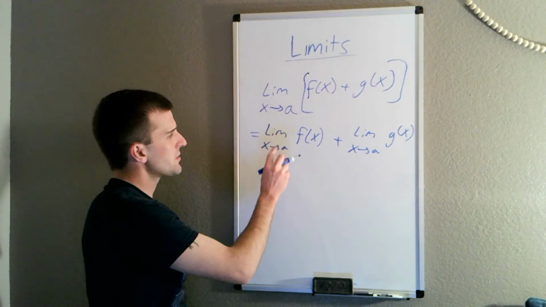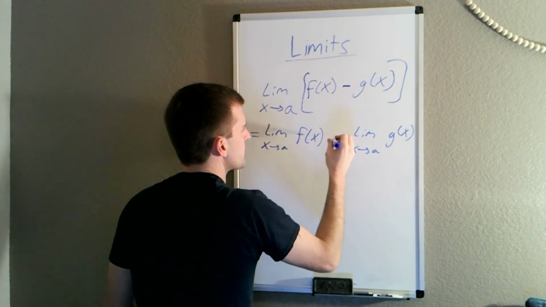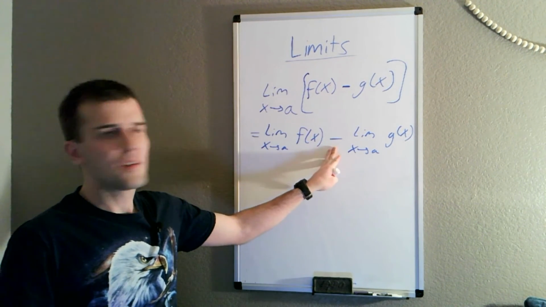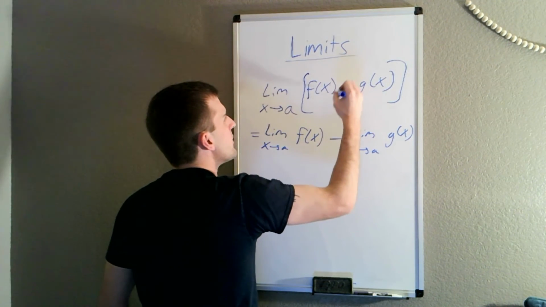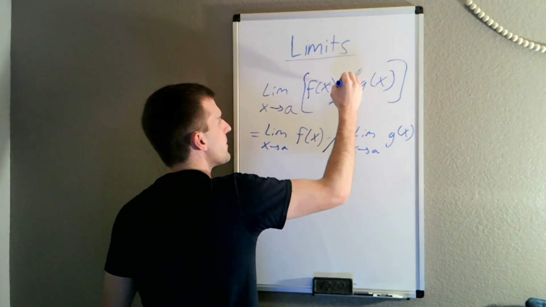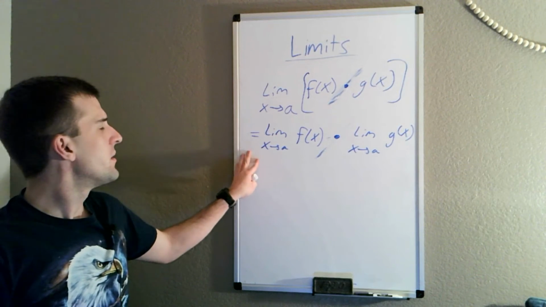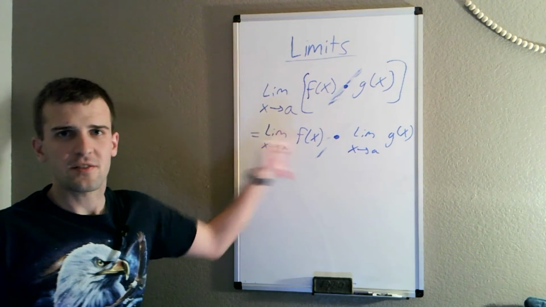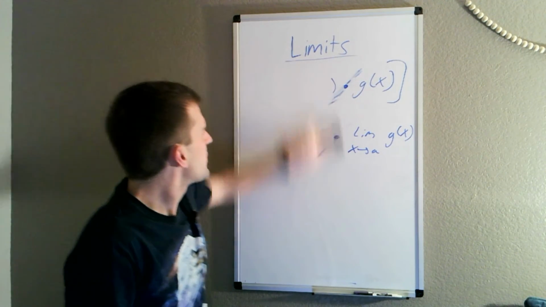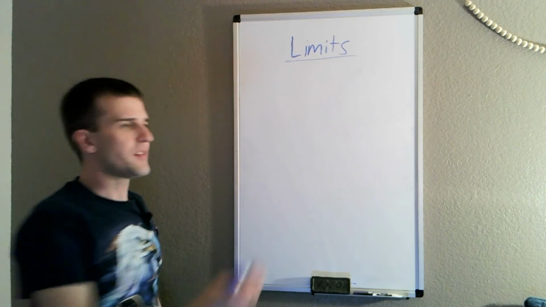Same thing with subtraction. So if this was a minus sign, you could do that. And also the same thing with multiplication and division. So that's equal, or if you multiply these together, you can move the limit operator inside and outside of these situations. And then last but not least, you can also move a constant out.